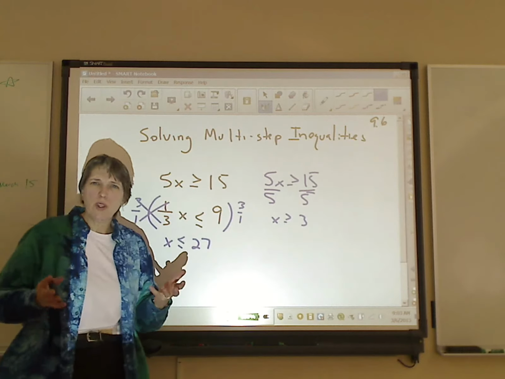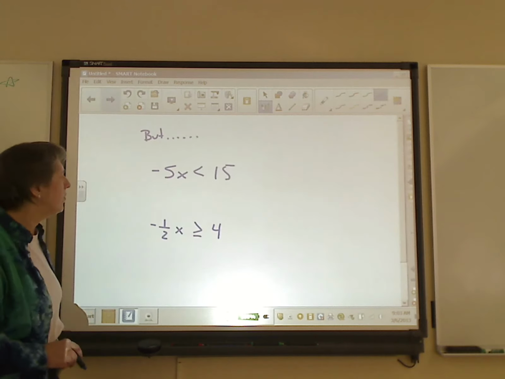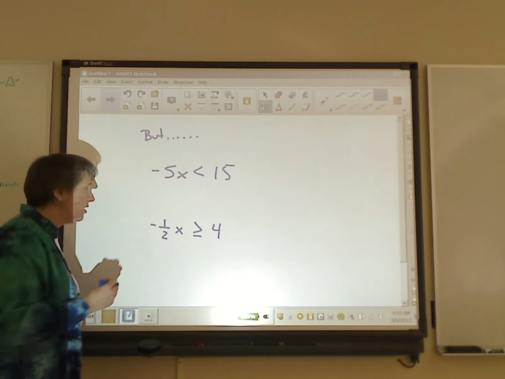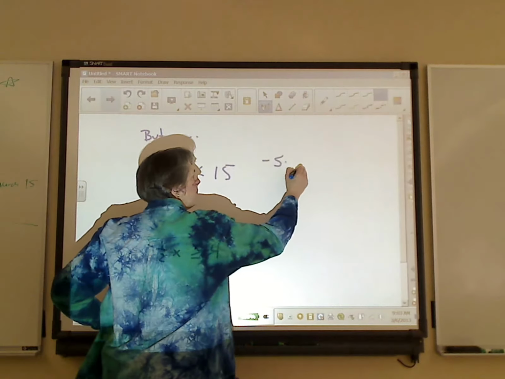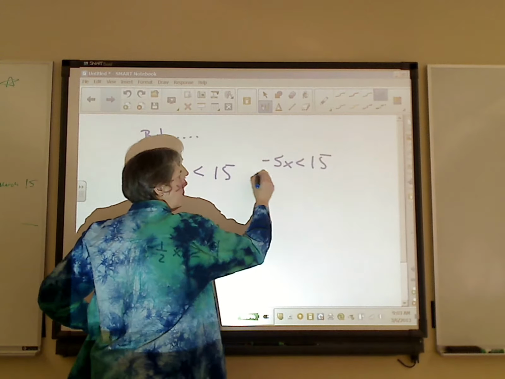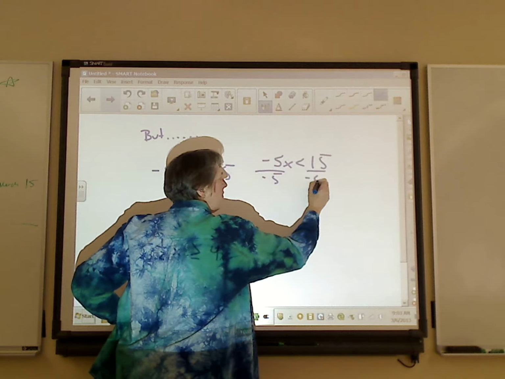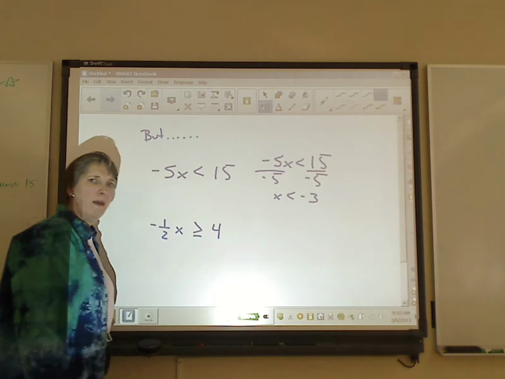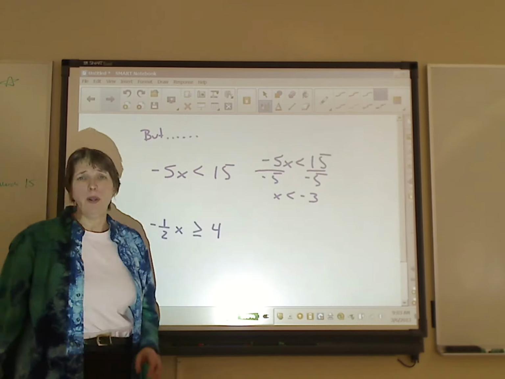Well, what happens when we throw negatives in the bunch? Watch what happens. Same thing: negative 5x is less than 15. So let's go over here and solve. If I divide both sides by negative 5, I'm going to get x is less than negative 3. So let's plug this in and see what happens.